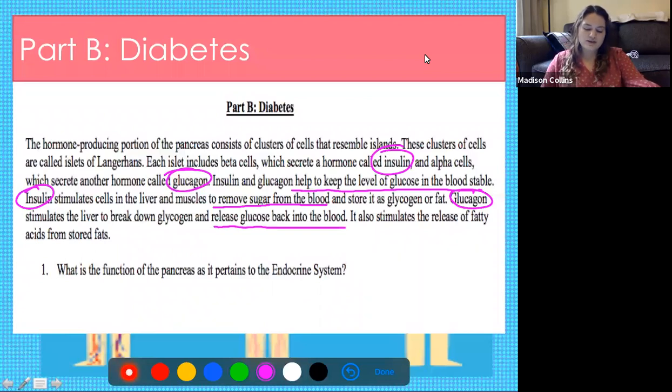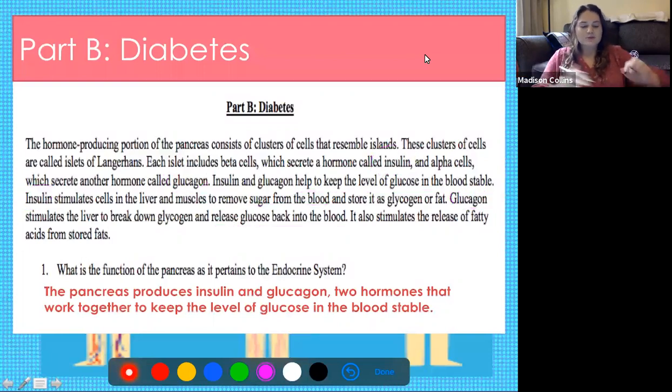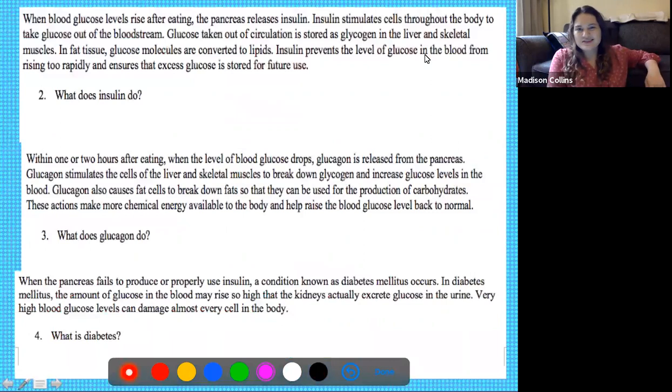So question 1, what is the function of the pancreas as it pertains to the endocrine system? Well, we need to know that the pancreas produces 2 hormones, insulin and glucagon. And these 2 hormones work together to keep the level of glucose or sugar in the blood stable. But moving on, what exactly is insulin?